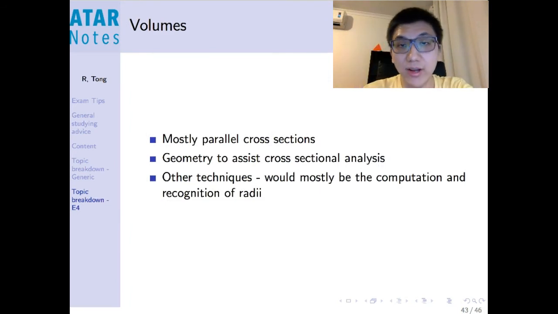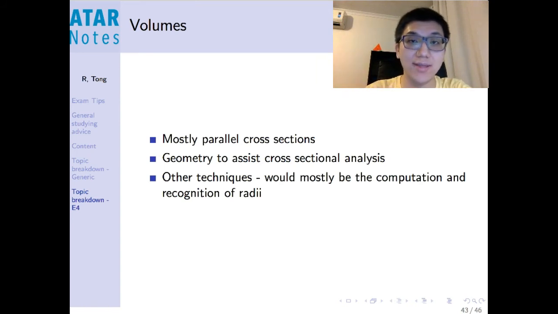Volumes, like I said earlier, it's mostly parallel cross-sections that can be really, really hard. You need to be prepared to deal with cross-sections that are 1, on the number plane, and 2, not on the number plane as well. And you should always draw out your cross-section if you need it and exactly visualize what's going on. If you're really good at intuition, you might want to work backwards and see how your cross-section is derived to begin with. But usually you'll have to experiment.